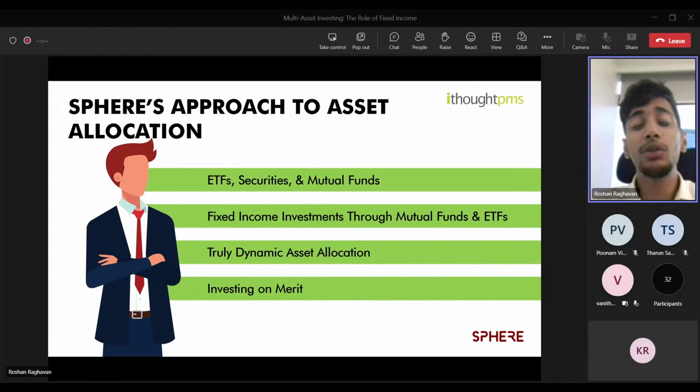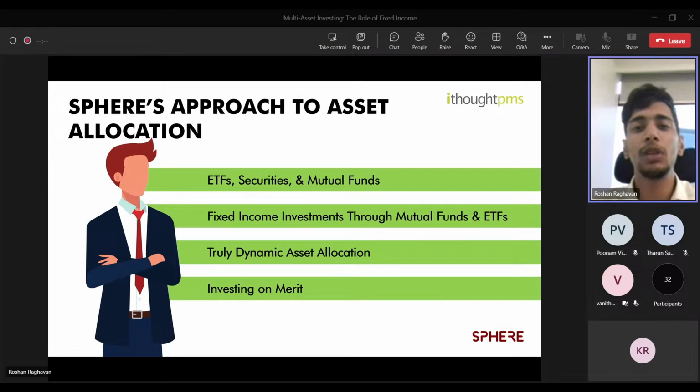So now let me take you through Sphere's approach to asset allocation, right? With Sphere, we can invest in ETFs, securities, and mutual funds. So we can take a position wherever we see opportunities. If we see an opportunity in a sector overall, we can just buy a low cost ETF and this will enable us to optimize portfolio returns. And if we want to enhance the effect of a particular stock in that ETF, we can pair that ETF up with a stock.